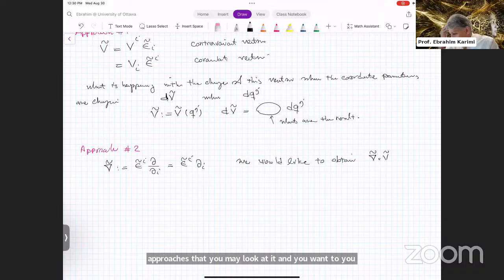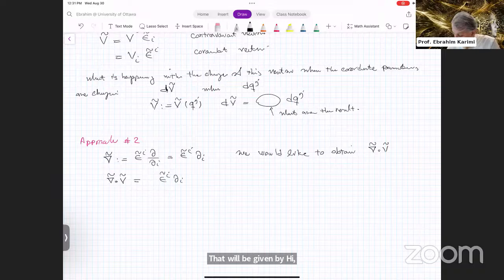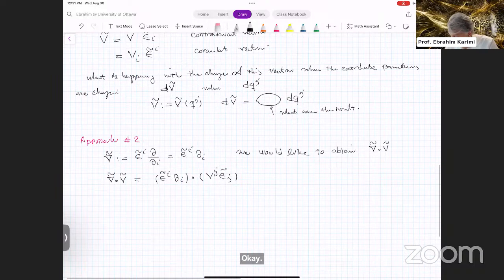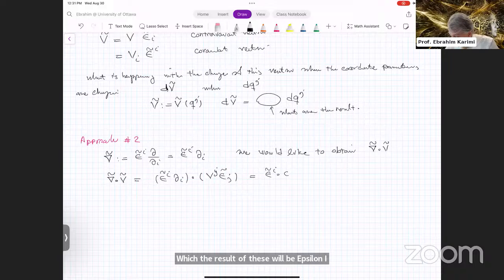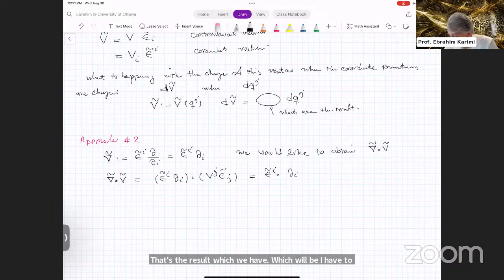And then the question is that, well, the divergence of this vector will be indeed the divergence of the vector V that will be given by epsilon I derivative of J. Now that will be the dot product with the vector that you have, which is vi, let's say vj epsilon j. Okay, which the result of this will be epsilon I, I have to be careful, by the way, derivative of I of Vj epsilon j.